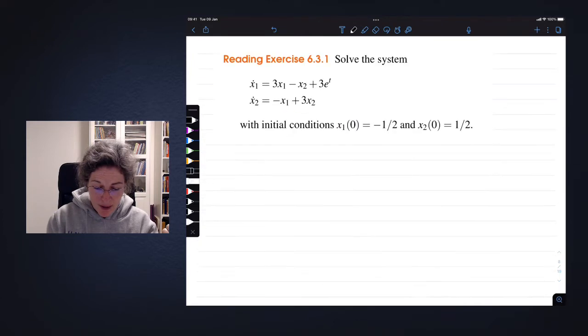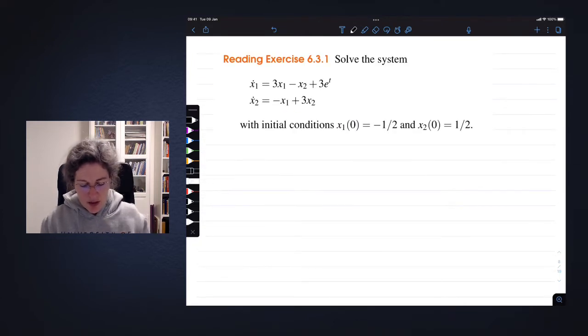But before we get there, let's just take some time. So here is a system for you to solve. Give it a go, and when you've tried it, come back and we'll talk through the solution.